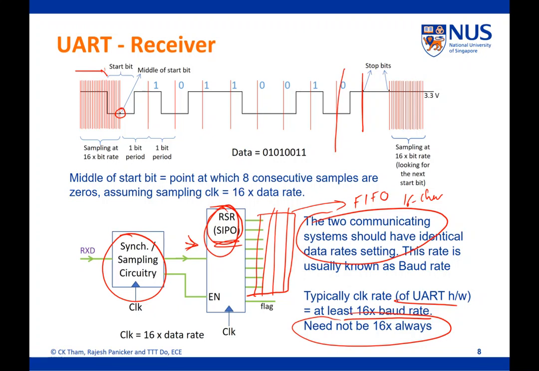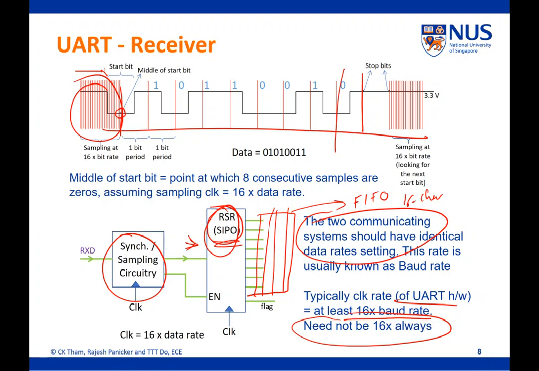So for each new frame, for each new byte, the middle of the start bit is computed afresh. So any error that occurs in one byte will not affect the next byte, because your timing reference is fresh every time, right? But why do you have to do all this kind of stuff? Because you don't have a clock at the receiver. Receiver and transmitter do not have a synchronized clock.